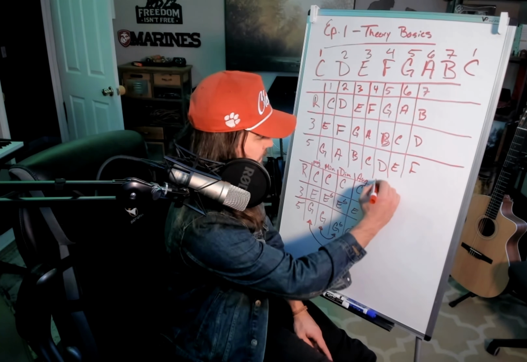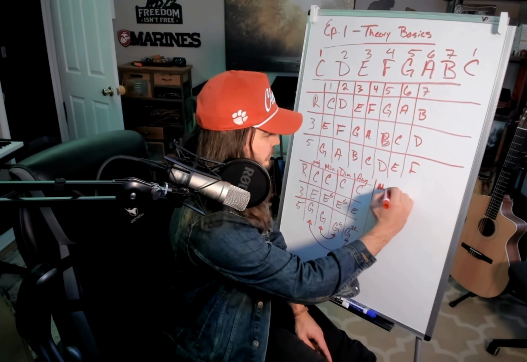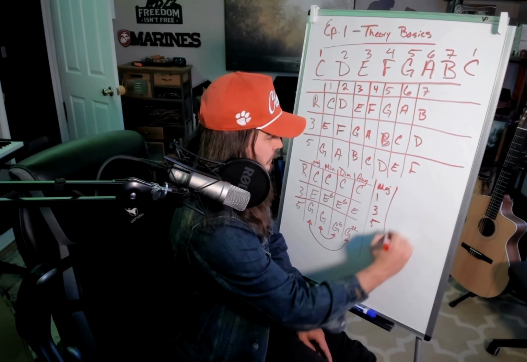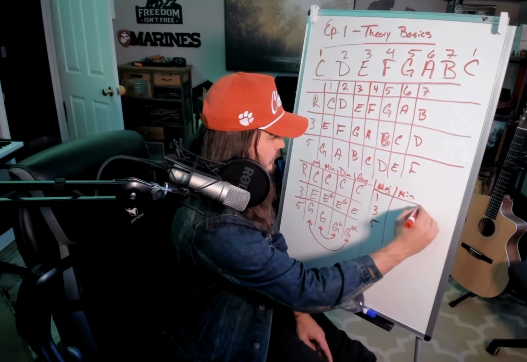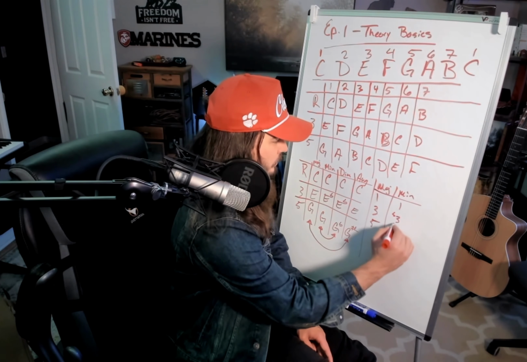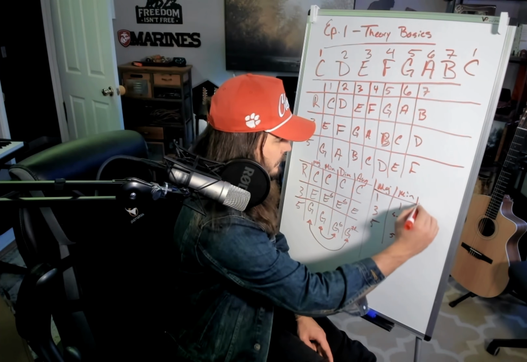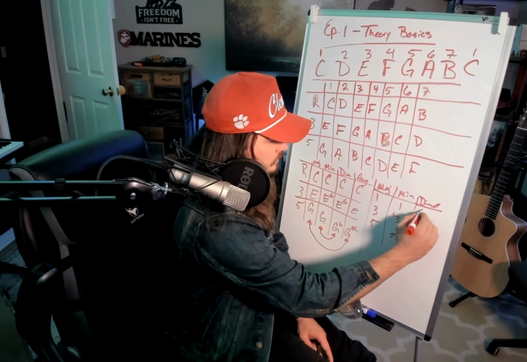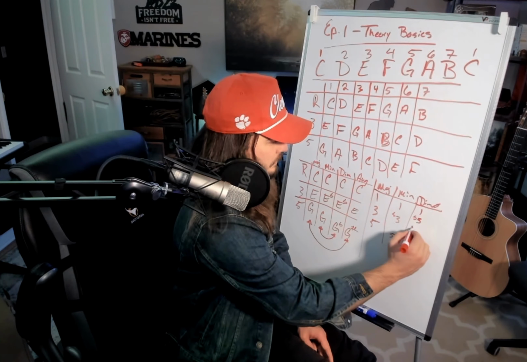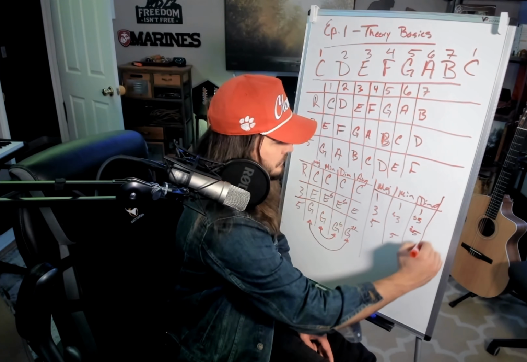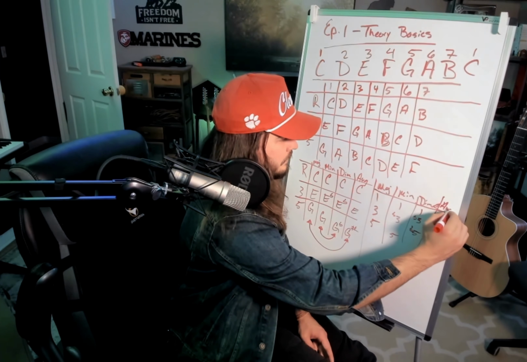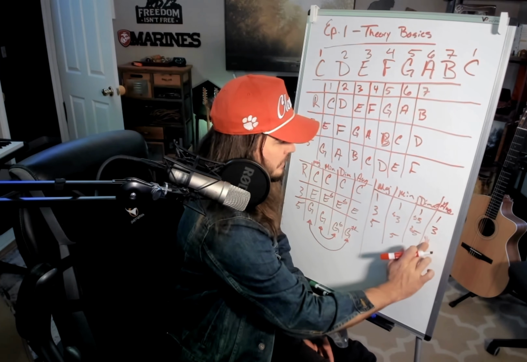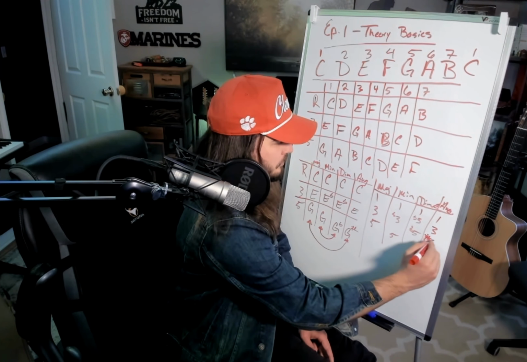So if we were to write this out again, major is just 1, 3, 5. Minor is 1, flat 3, 5. Diminished, which you'll also see with a circle, is 1, flat 3, flat 5. And augmented is 1, 3, sharp, oh, that's natural, sharp 5.